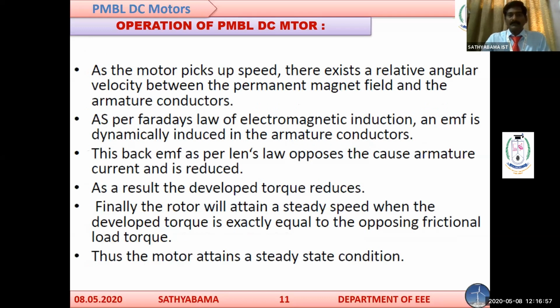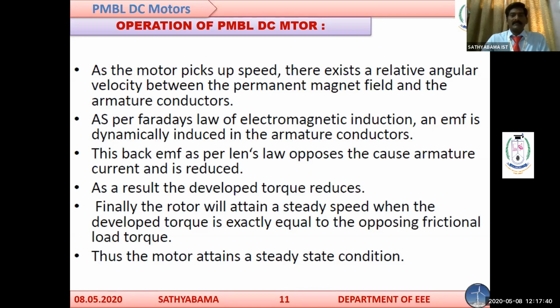Once the motor picks up speed, there exists a relative angular velocity between the permanent magnetic field and the armature conductors. So, according to Faraday's law of electromagnetic induction, a dynamically induced EMF is produced in the armature conductors. We know well, when a change of flux links the conductor, an EMF is induced. Here, the motor picks up speed, that means the rotor rotates. The rotor consists of a permanent magnet, so the flux changes, and the change of flux links the armature conductor. As a result, an EMF is induced.